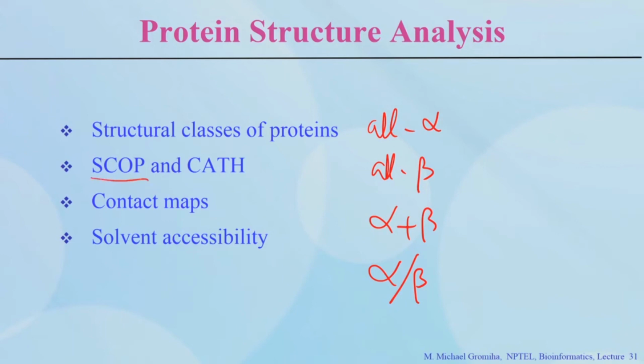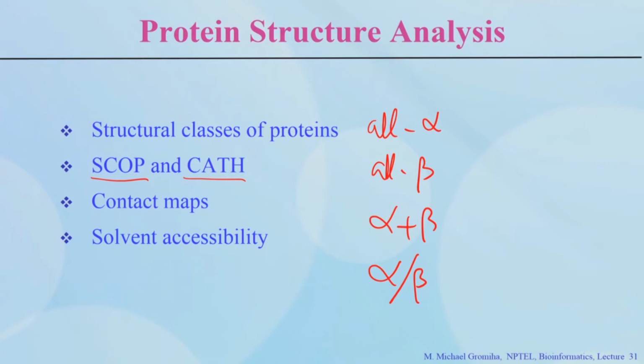So, 2 databases, called SCOP. What is SCOP? Structural Classification of Proteins, and the CATH. What is CATH? Class, Architecture, Topology and Homologous superfamily. So, you can use these 2 databases, this will give you the information regarding classes, folds, and families, superfamilies and other things. Then once you have this data, you can derive various features.